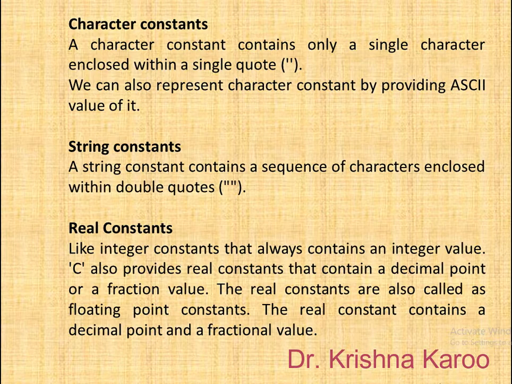And then after that, there is the string constant. Suppose we have to define a string constant, we have to enclose it in double quotes, so that is the string constant. After that, we have the real constants. So what is a real constant actually? Suppose we have to define a floating type constant, so that should be a real constant. So these are 4 types of constants.